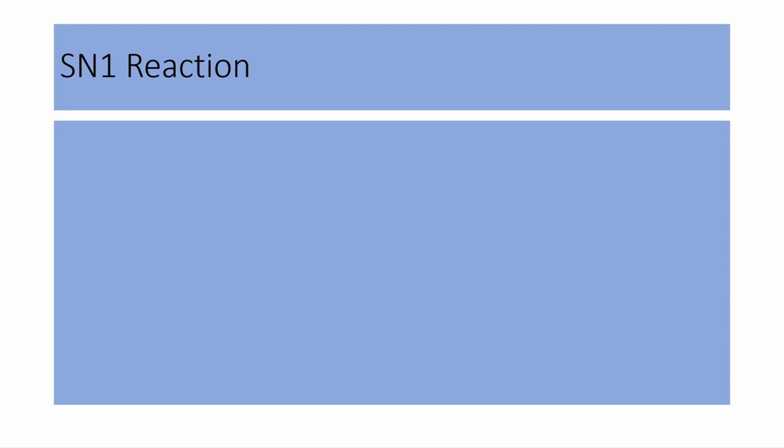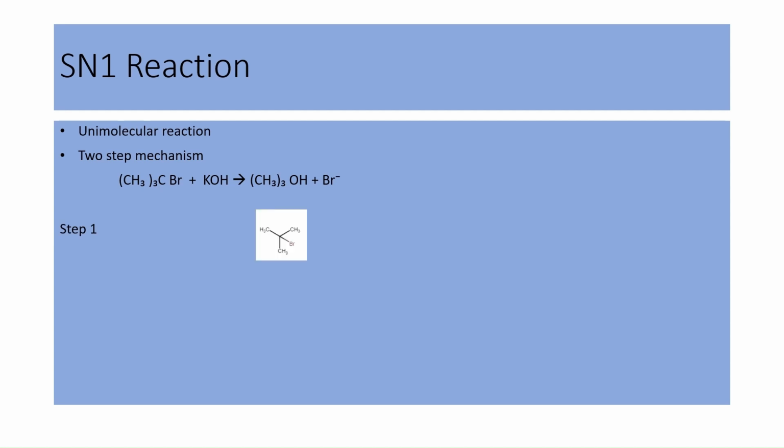SN1 reaction. The SN1 reaction is a unimolecular reaction which takes place in two steps. Example: a tertiary alkyl halide, CH3-CBr, reacts with KOH and gives a tertiary alcohol, and Br- is obtained. The first step involves only one reactant, that is, CH3-CBr. It involves the reactant with the leaving group Br attached to the carbon. Here, Br, the leaving group, leaves, and a carbocation, which is an intermediate product, is formed. The formation of the carbocation is a slow and reversible reaction, and hence it is the rate-determining step.